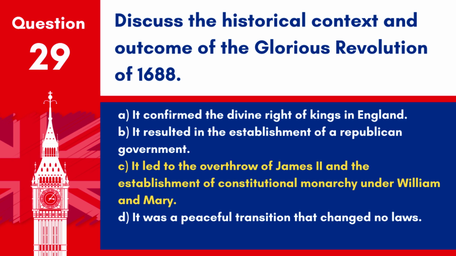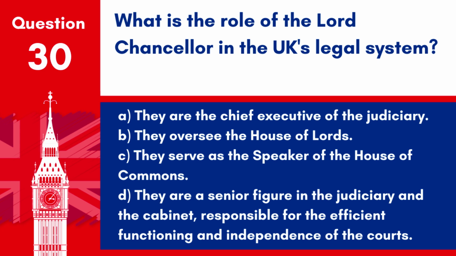Answer: C. It led to the overthrow of James II and the establishment of constitutional monarchy under William and Mary. The Glorious Revolution was a pivotal event that not only deposed a monarch, but also laid foundational principles for parliamentary democracy in Britain.